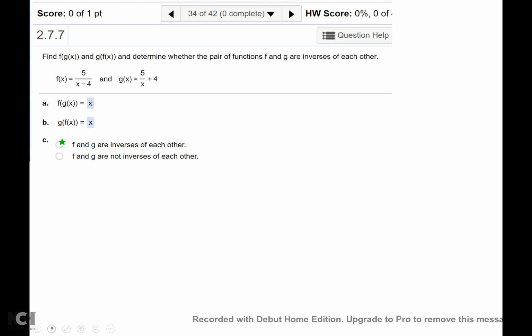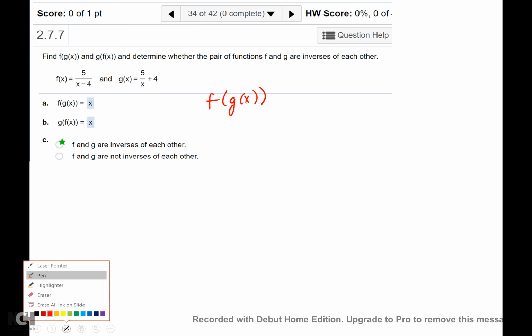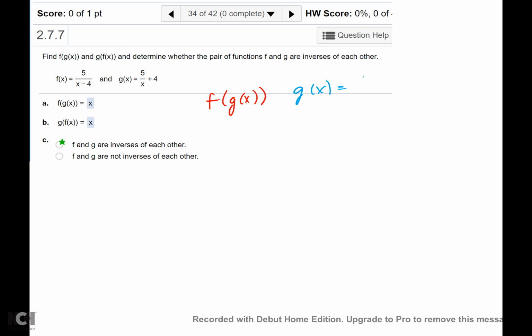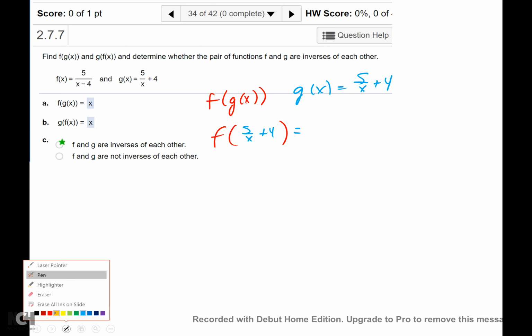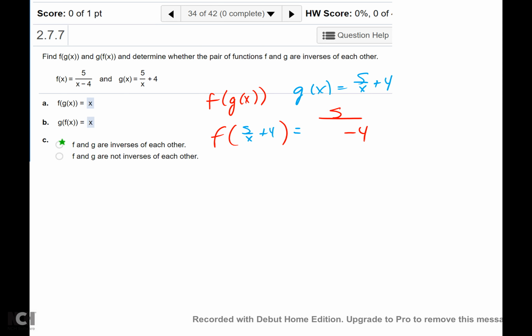Okay, same thing here. So if I find f of g of x, I have to find g of x first. And g of x is 5 over x plus 4. So they want me to find f of 5 over x plus 4. The f function says to take 5 over whatever you brought and subtract 4 from it. I brought 5 over x plus 4. Simplify that, the 4s cancel, and that leaves me with 5 over 5 over x. Keep, change, flip, the 5s cancel, and I get x.